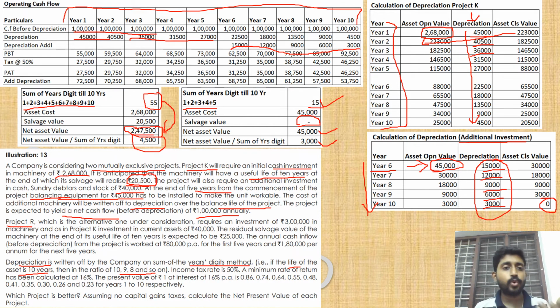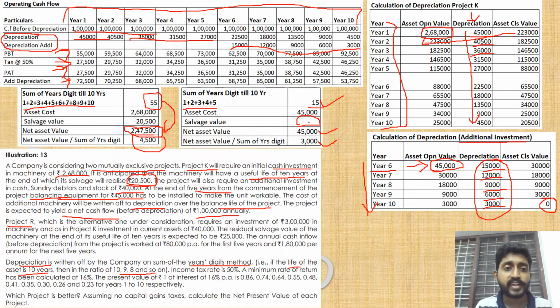Now cash flow minus depreciation of the original machine minus depreciation of the additional balancing equipment will give you the profit before tax. The tax rate is given in the question as 50%. Reduce the tax, and you will get the profit after tax. Add the depreciation to the profit after tax. Here you have two depreciations: the depreciation of the original equipment and the depreciation of the additional balancing equipment.